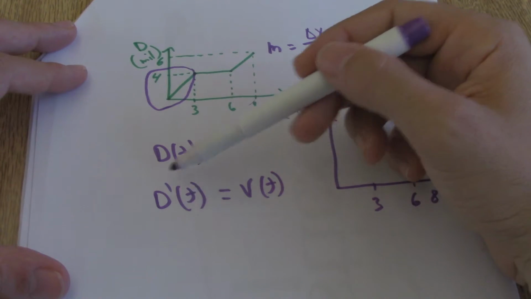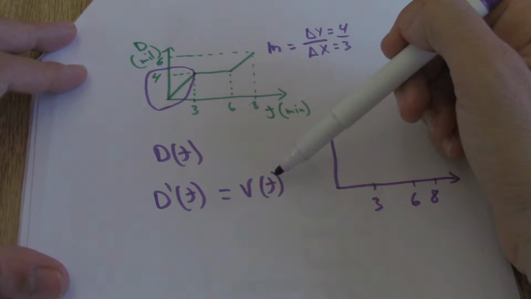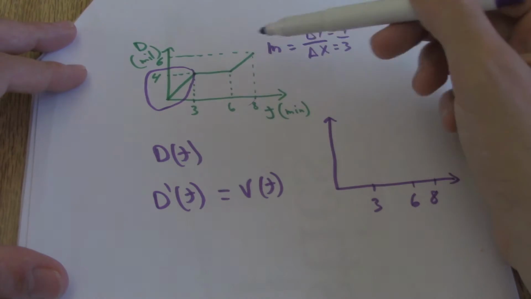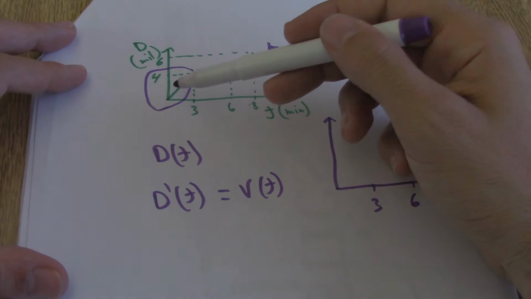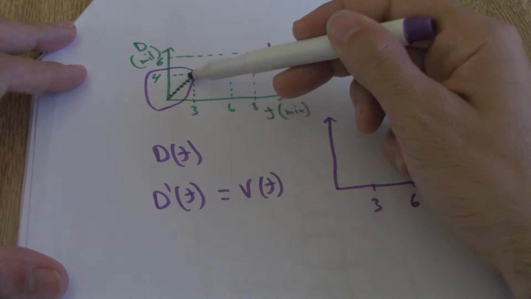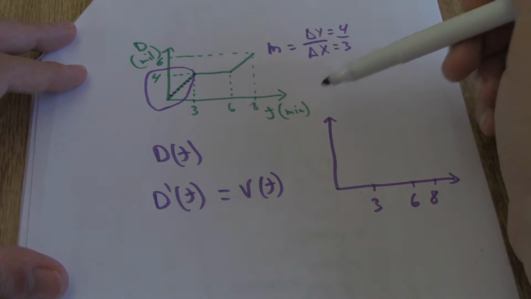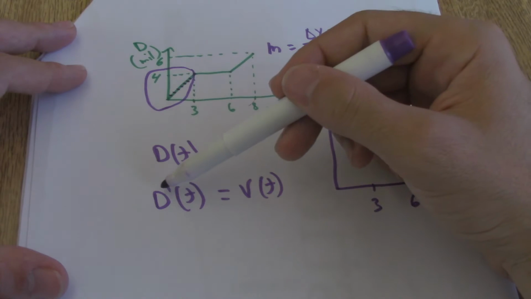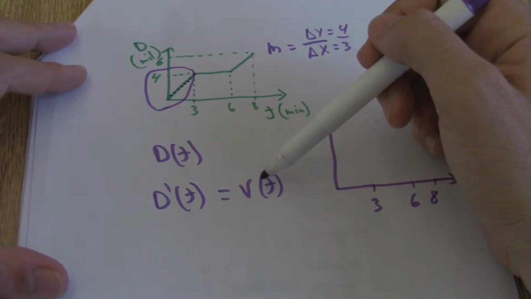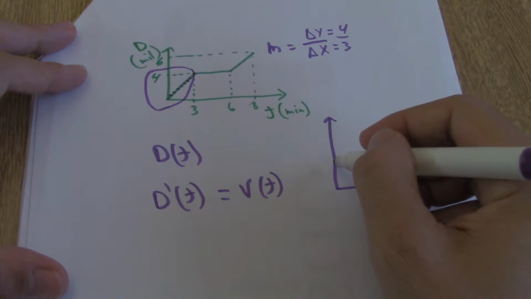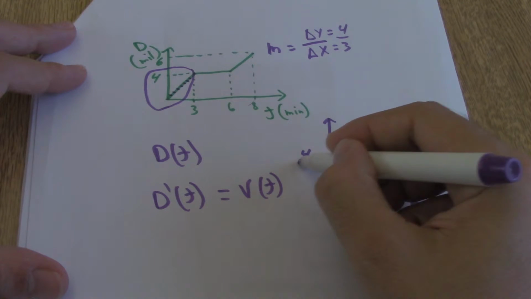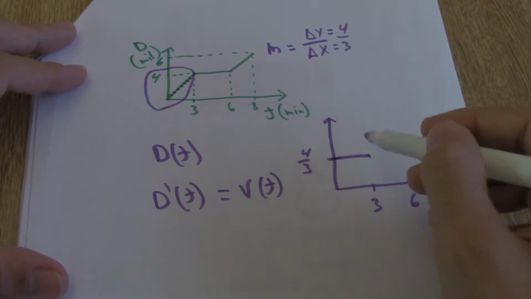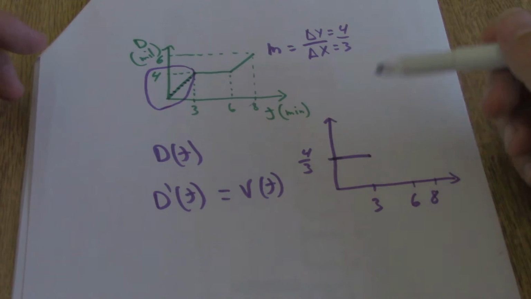And the derivative of the distance is the velocity. But for linear equations like this one, the derivative and the slope are the same, because at all those points the derivative is the same, which is the slope. So 4 over 3 is the derivative of the distance, that is the velocity. So at this point, 4 over 3, that means that from 0 through 3, this is the velocity that the object has.